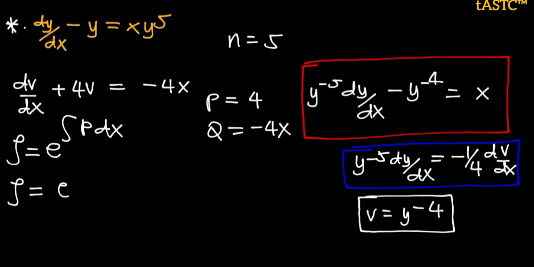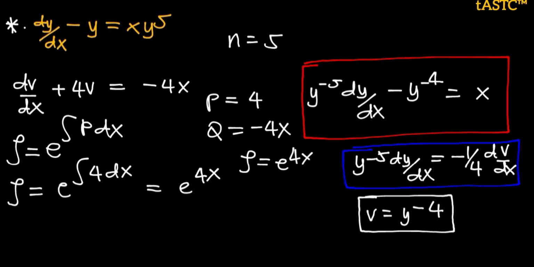So rho is going to be e raised to the power of integral 4 dx. So the integral of 4 dx is going to be e to the 4x. So we have rho. Rho is equal to e to the 4x.